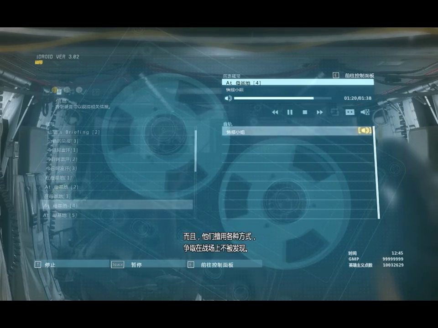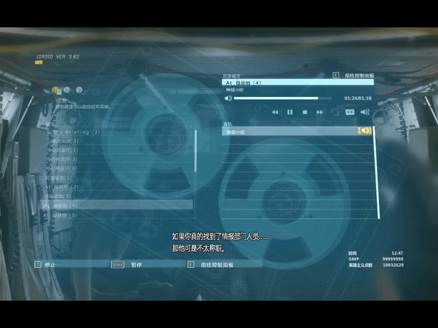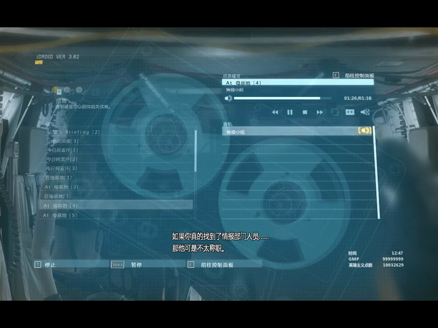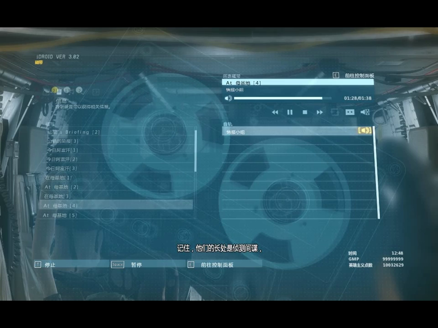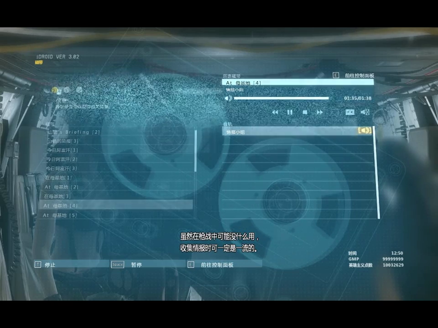Plus, they use all manner of techniques to remain inconspicuous in the field. If you ever spot one, you'll have some serious explaining to do. So remember, their specialty is espionage. It may not be of use in a firefight, but when it comes to intel, they're pros.